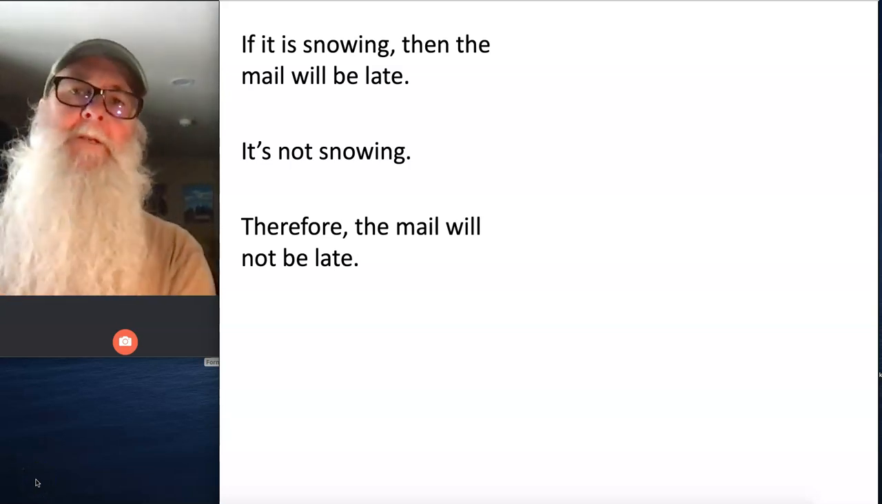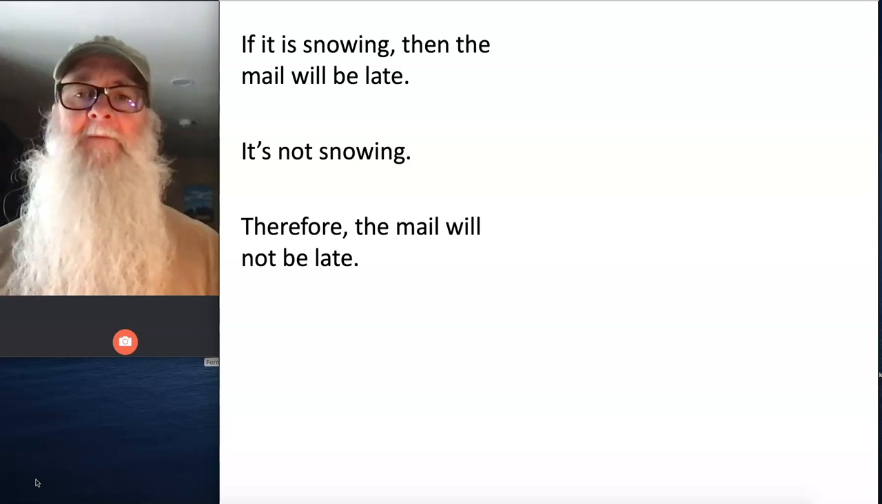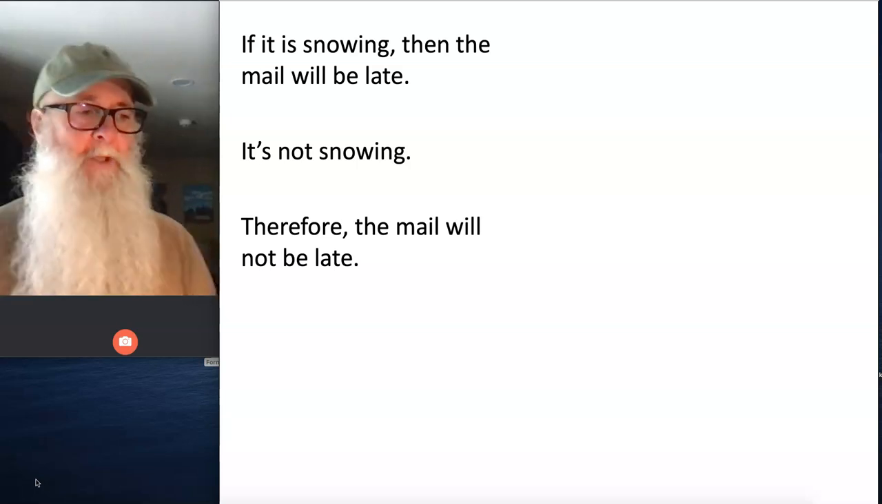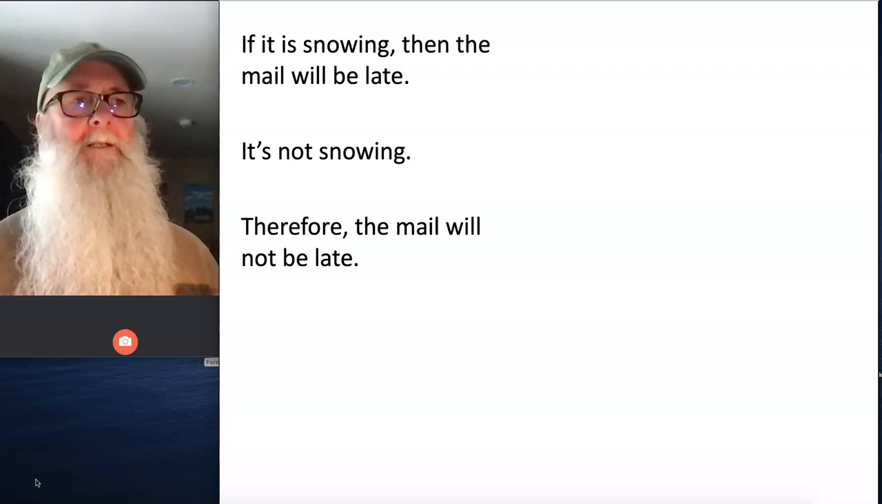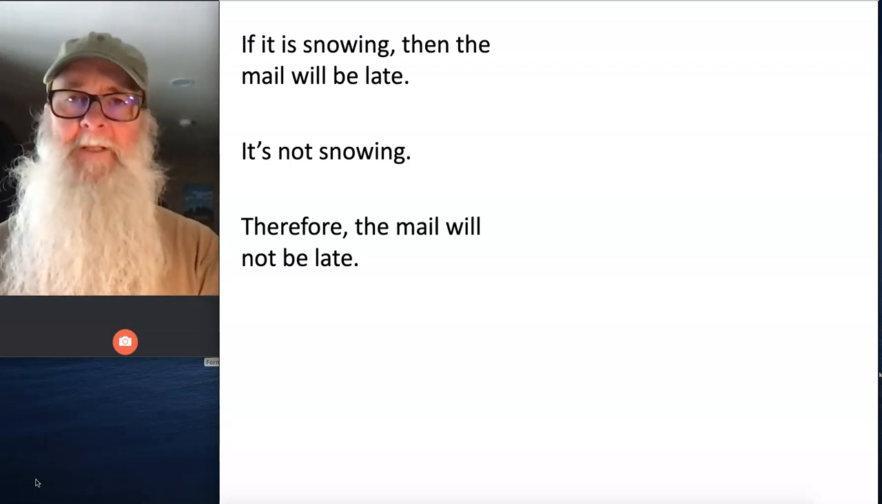Okay, take a look at this argument. If it is snowing, then the mail will be late. It's not snowing, therefore the mail will not be late. So the question for us is: is this a valid argument? Is it possible for the conclusion statement to be false even when I assume the premise statements are true?